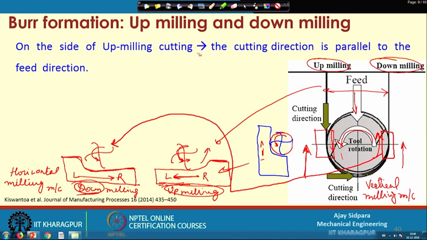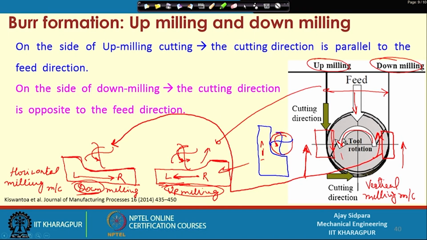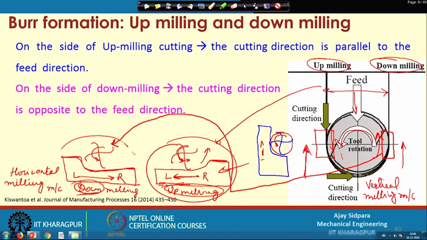So, on the side of the up milling, the cutting direction is parallel to the feed direction, and on the side of the down milling, in this particular case, the cutting direction is opposite to the feed direction. So, this is the feed direction, your cutting direction is this direction, so it is opposite to each other. But it is very convenient to use this particular diagram to understand up milling and down milling in place of feed direction, because this is clearer to understand in terms of the workpiece movement rather than in terms of the feed movement.